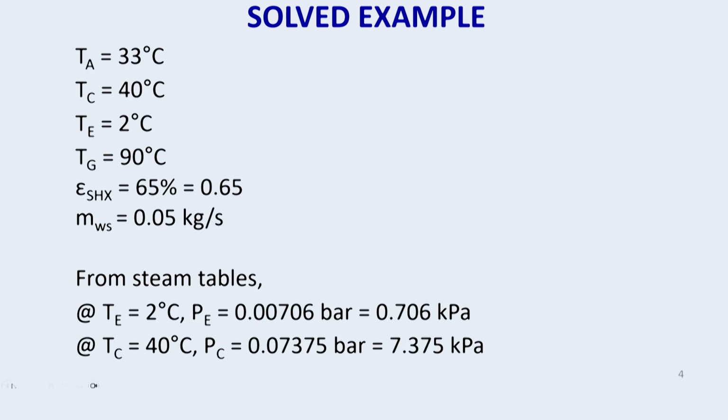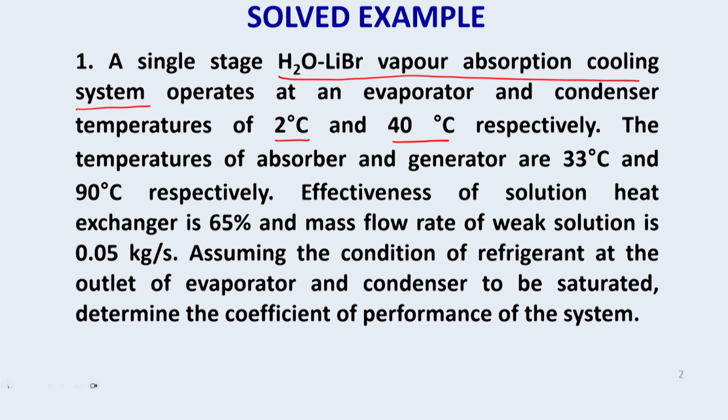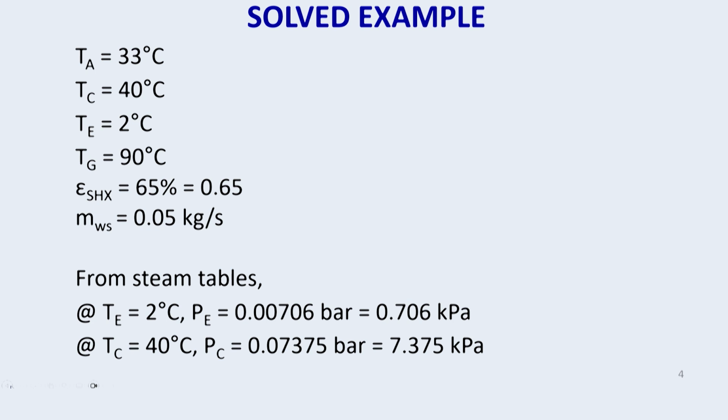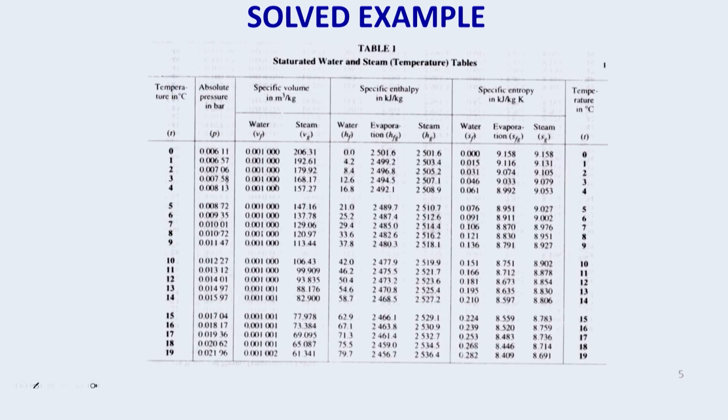The absorber and generator temperatures are 33 degrees centigrade and 90 degrees centigrade. Temperature of absorber is 33 degrees centigrade. Temperature of condenser is 40 degrees centigrade. Temperature of generator is 90 degrees centigrade. Anyway, I have given a detailed solution in the PPT. It will be easy as I explain and write so that the learners can understand easily. So, the evaporator temperature is 2 degrees centigrade.